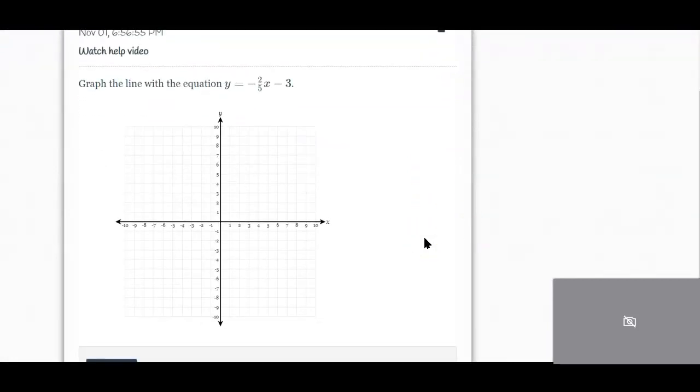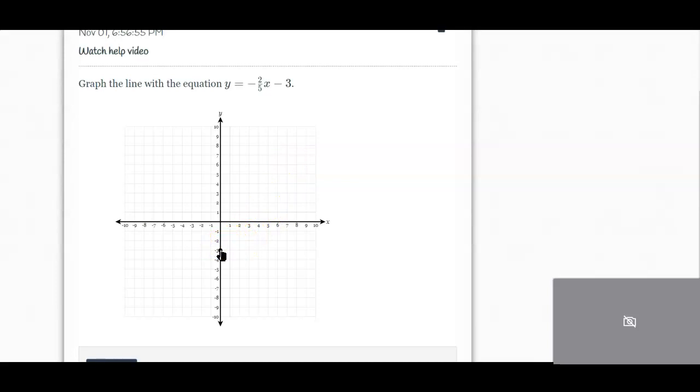Take a second to decide, what do you think is the slope? What do you think is the y-intercept? So my y-intercept is this -3. So that tells me where to put my first point. Remember, even though the slope comes first in the equation, it's not the first thing we deal with when we're graphing. The first thing you deal with when you're graphing is the y-intercept. So I'm going to put my first point where? My first point at 0, -3.